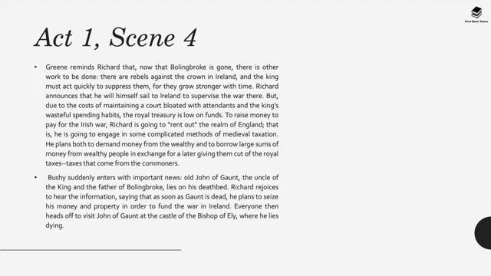But Bushy suddenly enters with important news. Old John of Gaunt, the uncle of the king and the father of Bolingbroke, lies on his deathbed. Richard rejoices to hear the information, saying that as soon as Gaunt is dead, he plans to seize his money and property in order to fund the war in Ireland. Everyone then heads off to visit John of Gaunt at the castle of the Bishop of Ely, where he lies dying.